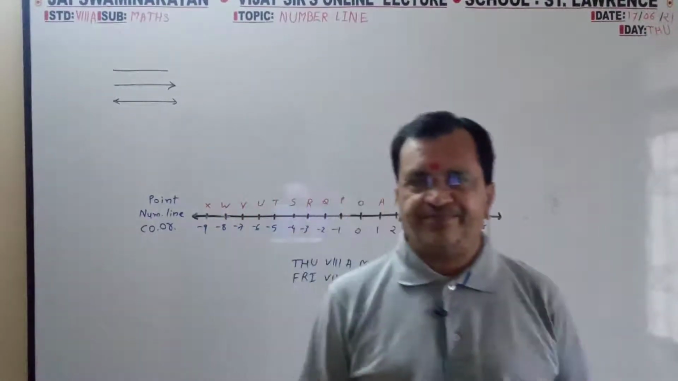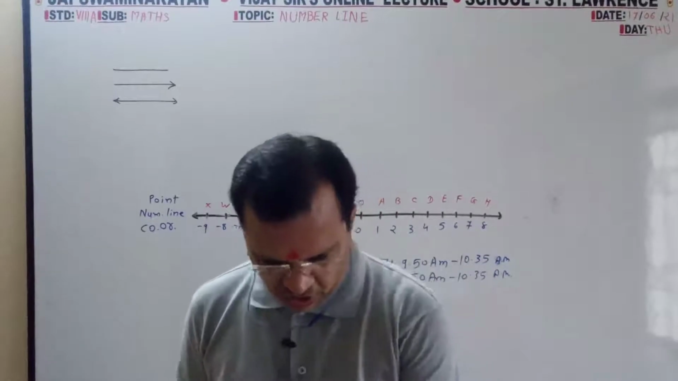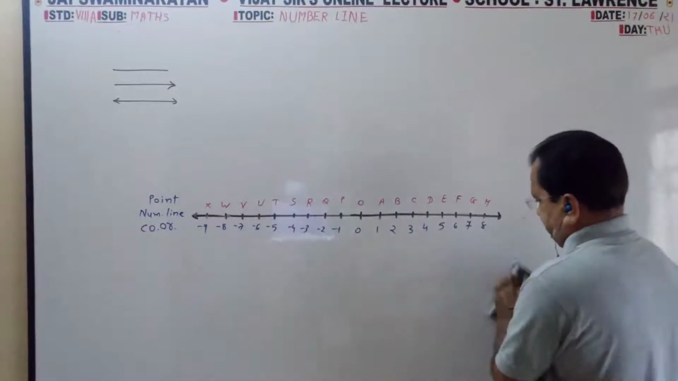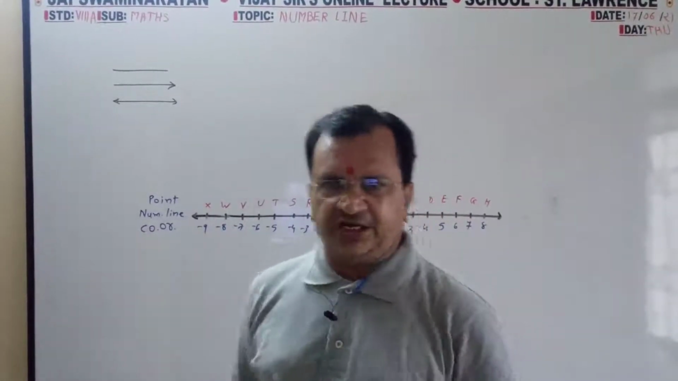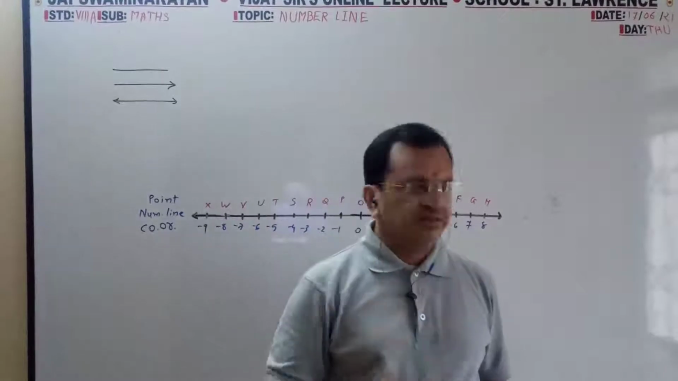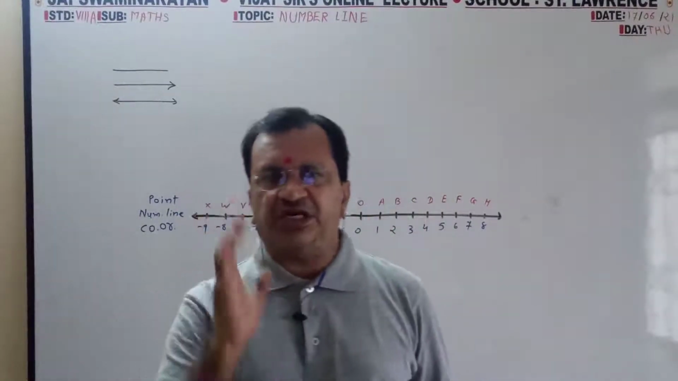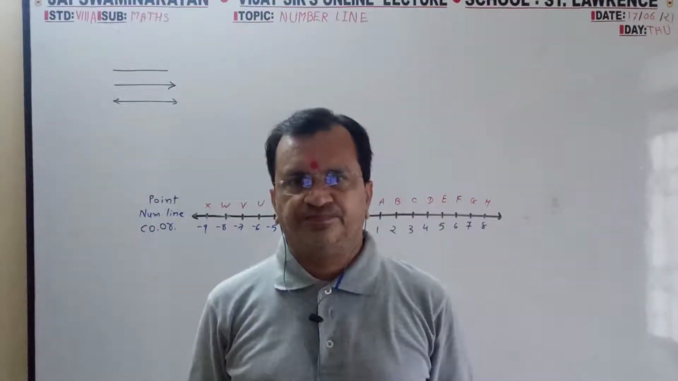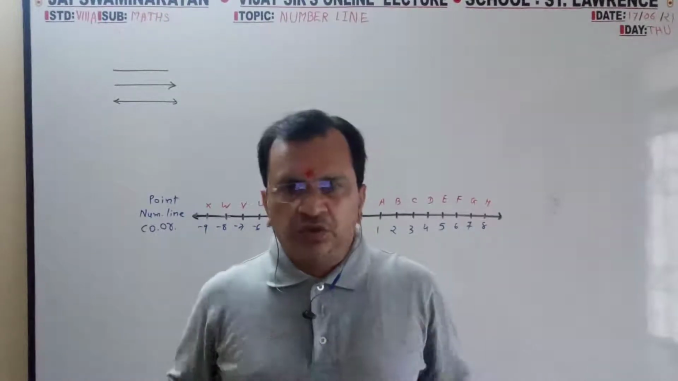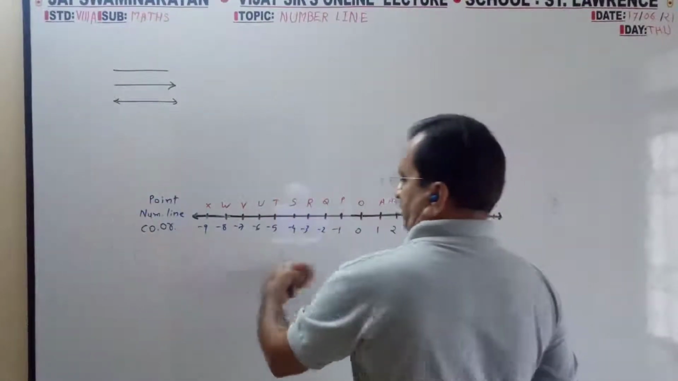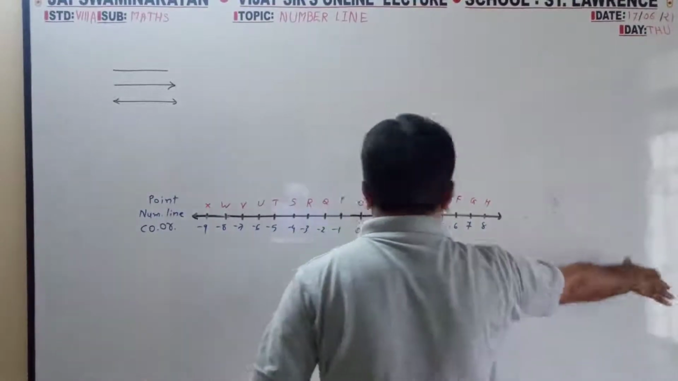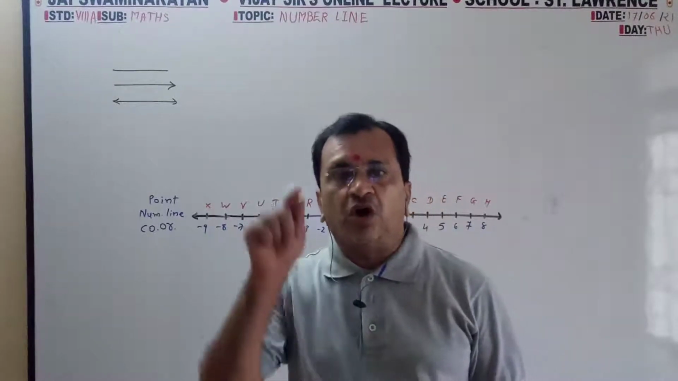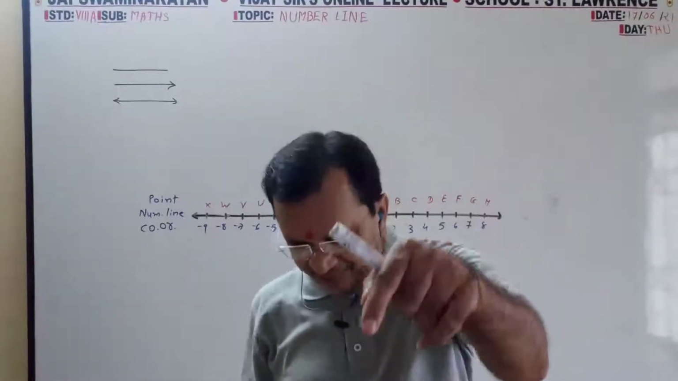Now come to the number line. On a number line, there are three parts. Exactly at the center there is a zero. Where I am standing, zero. On my left hand, negative numbers. On my right hand, positive numbers. That we have to keep in mind. From zero, on your right side positive, on your left side negative.